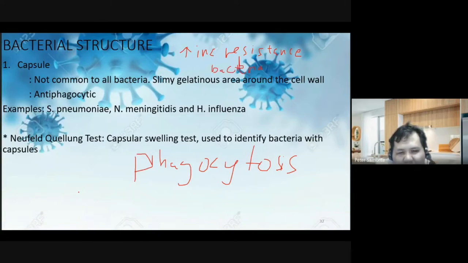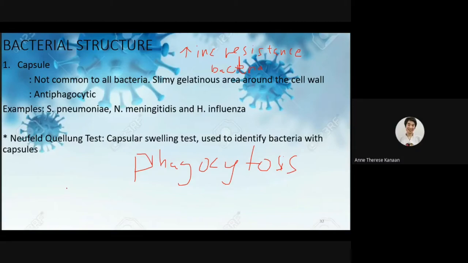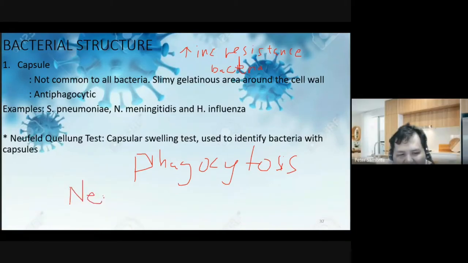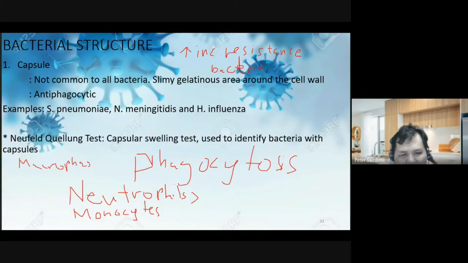Last question, what type of cell would eat your bacteria? Macrophage. Aside from macrophage? Neutrophils. Okay, it's your neutrophils. Actually, class, just to clarify, your neutrophils and monocytes are known to cause phagocytosis. Now, yung sinasabi niyong macrophage, class, this is what you call monocytes when they are found in tissues. They also phagocytize. So, para alam nila yung difference ng monocyte sa macrophage. Monocyte, this is found in your peripheral blood, in your circulation.